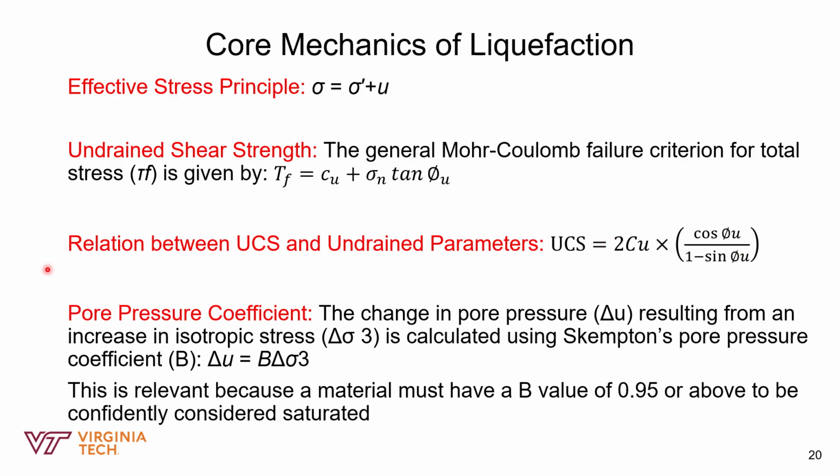And the last one, we have the pore pressure coefficient. The change in pore pressure resulting from an increase in isotropic stress is calculated using Skempton's pore pressure coefficient, which is also given by this equation. And this relation is very important because a material must have a B value of 0.95 or above to be confidently considered saturated.